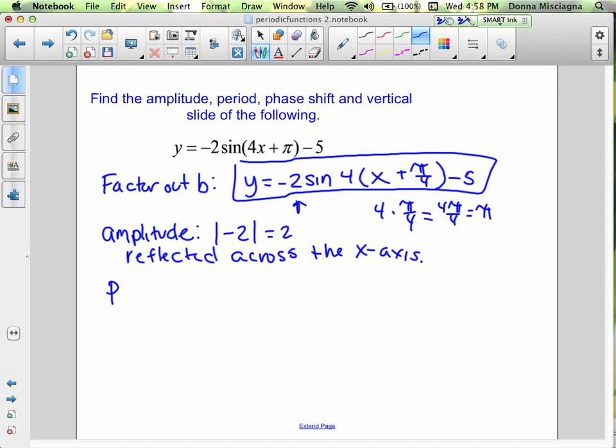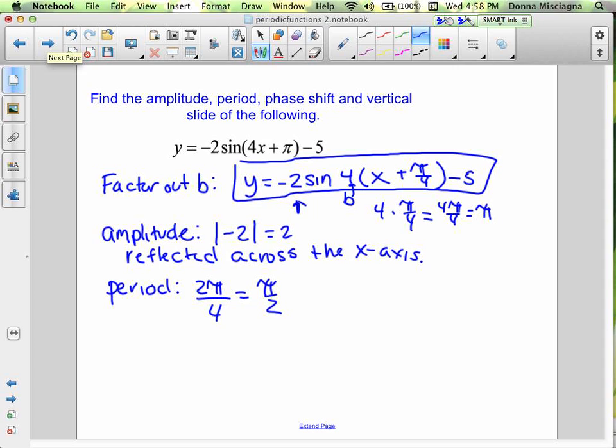The period of the graph, we just take 2 pi and divide it by b. Right there is b. Right, so 2 pi divided by 4 is going to give us pi halves. So it goes through the cycle every pi halves.